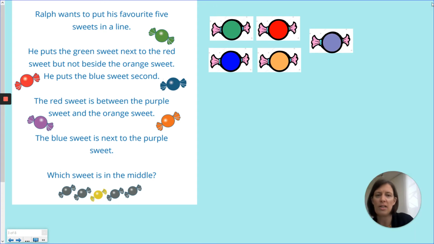So I've started off drawing myself some sweets, so you might just write down a letter for each one. So there's the 5 colours of sweets. Can you put them in a line using his clues, work out which colour is in the middle? Pause the video now while you have a go at this next puzzle.